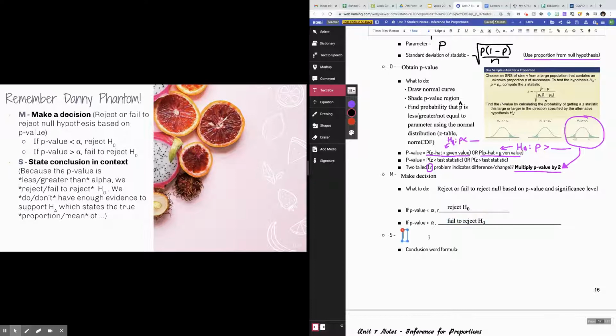Okay. And then my very last step is to state the conclusion in context. Just like the interpretation of a confidence interval, you have a word formula here. So here's how you should state your conclusion. This is how you should phrase this. You would say, because the p-value, which equals insert p-value, is less or greater than alpha, we, and then state your decision, reject or fail to reject the null.